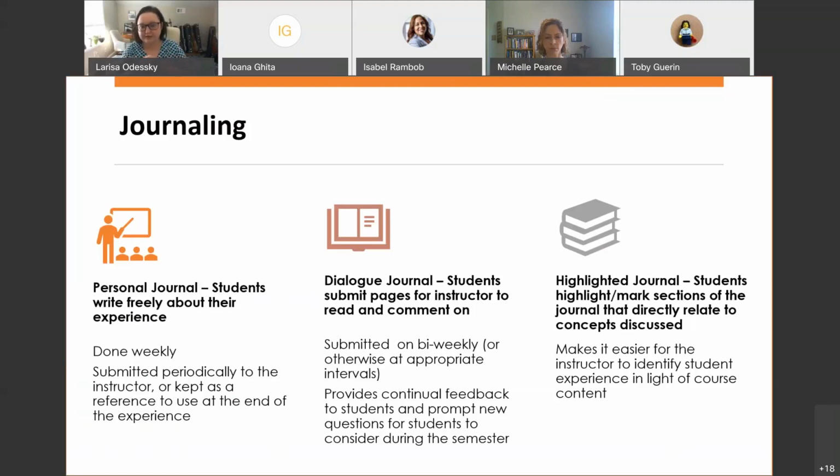And I feel much closer to my students when I give myself the flexibility, where the last question that I guide them with is, how did it go? Or what questions do you have for the instructor? What do you wish your instructor to know? And highlighted journal: if you have a lot of journaling and at the end you're overwhelmed, what you can make students do is highlight something that directly relates to the concepts that you discussed. It makes it easier for the students and for the instructor at the end of the semester review to have this type of journaling.